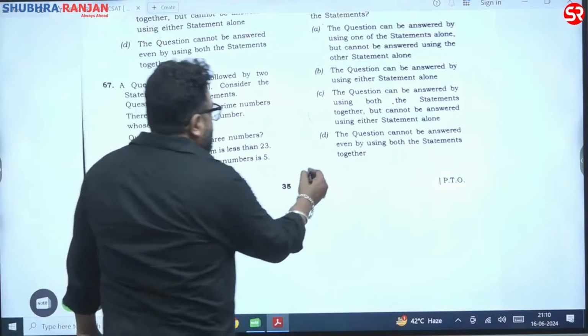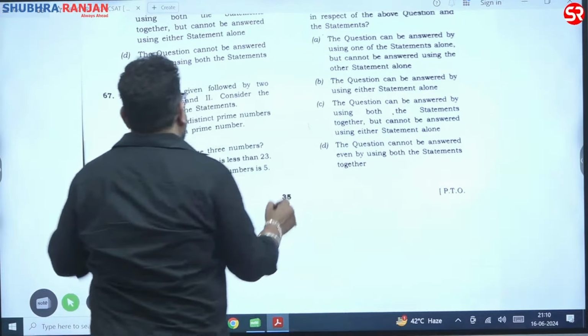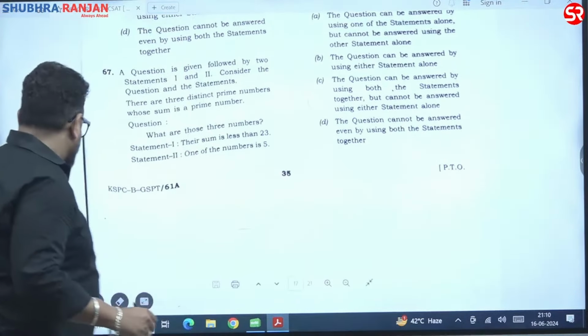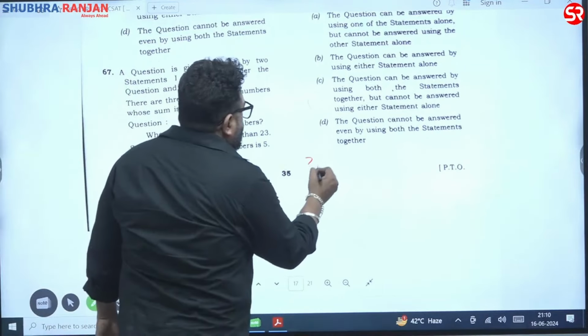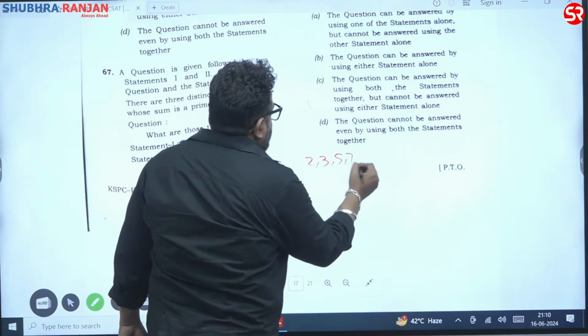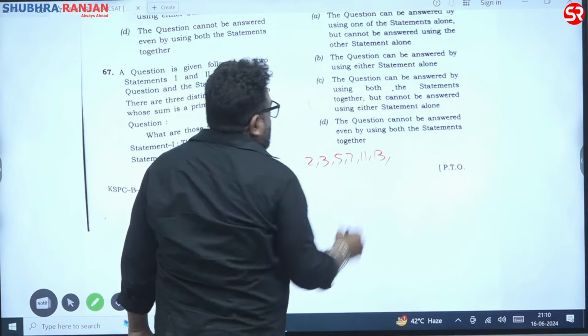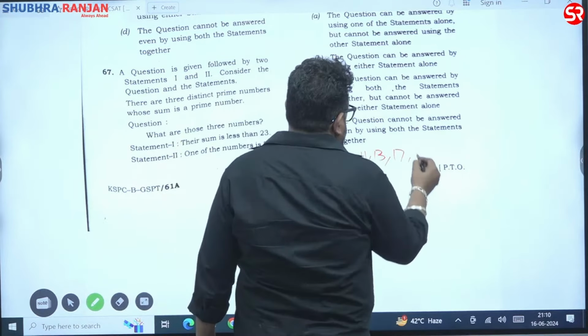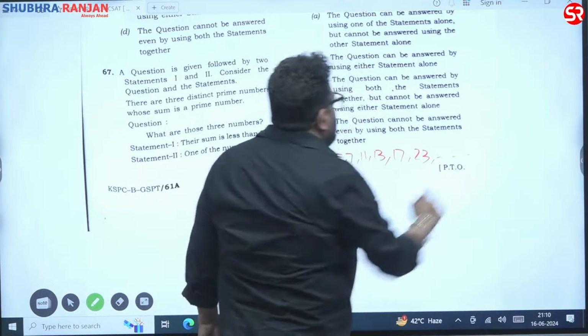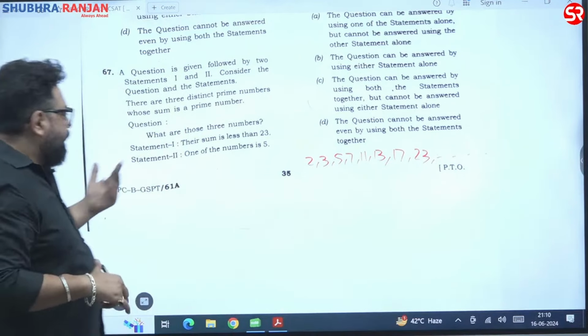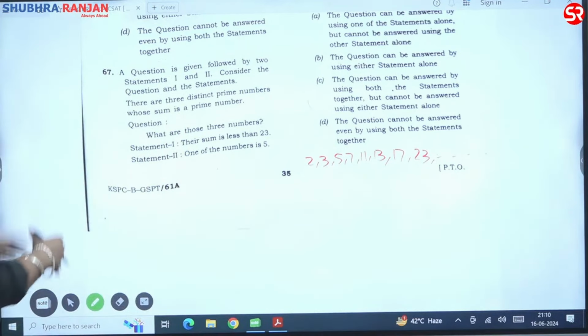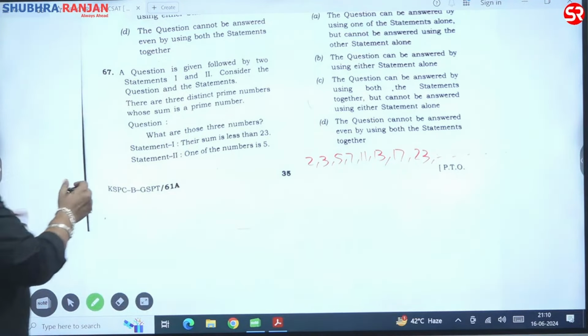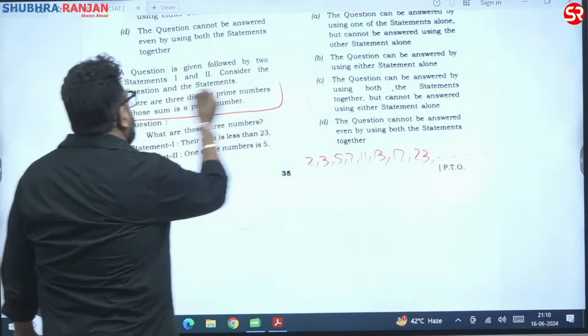So prime numbers 2, 3, 5, 7, 11, 13, 17, 23. I won't check more, right? Let's see if I can find. He says 3 distinct prime numbers whose sum is also a prime number.